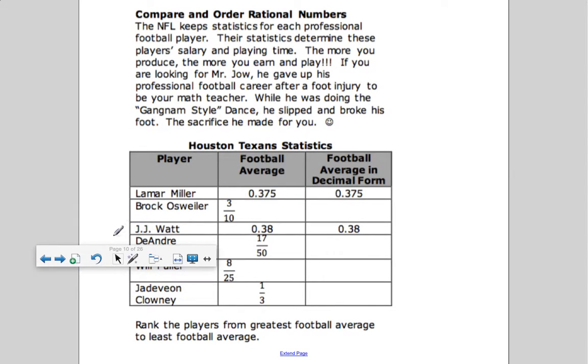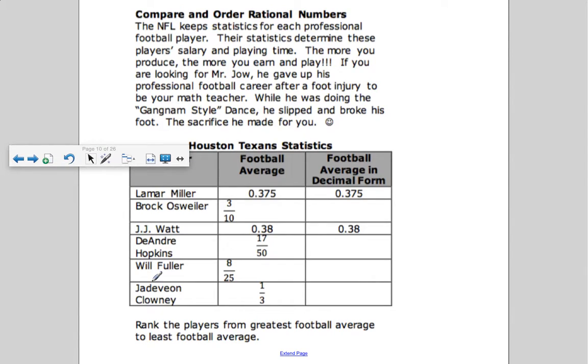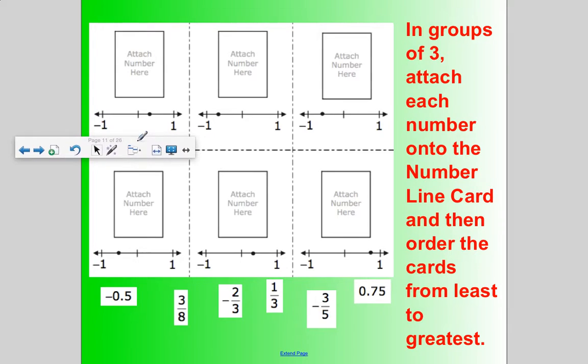We're not going to do this one, but here are listed different football players on the Houston Texans. Can you rank them from greatest to least? I would like to talk about this one. Attach each number onto the number line card and then order it from least to greatest.